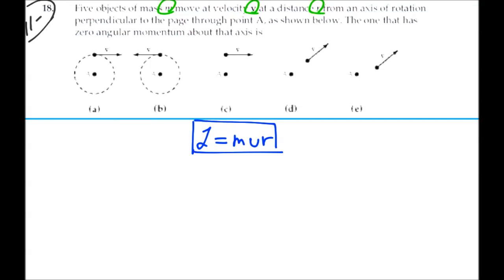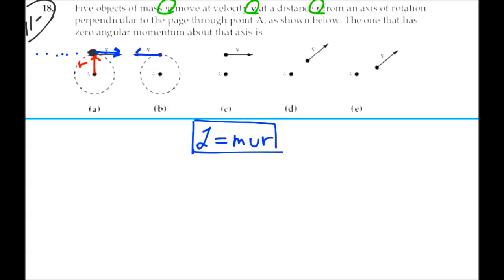So if we were to look at all these cases separately, r being the shortest distance to the line of action of the velocity. If we look at the first one, we have a velocity direction going like this. Our r is this distance here from the axis of rotation. So there will be a certain angular momentum associated with that r times the mass m times the velocity v going like this. Sounds good?